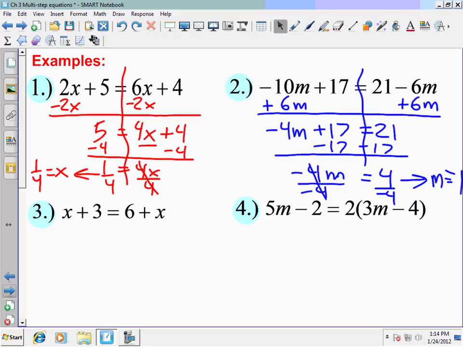What I want you to do is try problems 3 and 4. I want you to try those 2 right there. And go ahead, pause the video and try those. And once we do that, we'll be able to move on to the next group and look at your work individually.